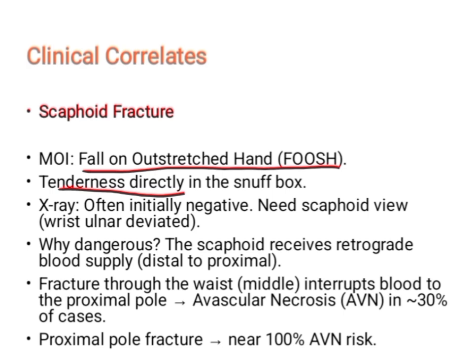If you do an X-ray, often it appears negative, but you need a scaphoid view to view the scaphoid, but sometimes it appears negative as if there's no problem. Now, why is this scaphoid fracture dangerous? It's a very dangerous injury. The reason is because the scaphoid bone receives a retrograde blood supply from distal to proximal.